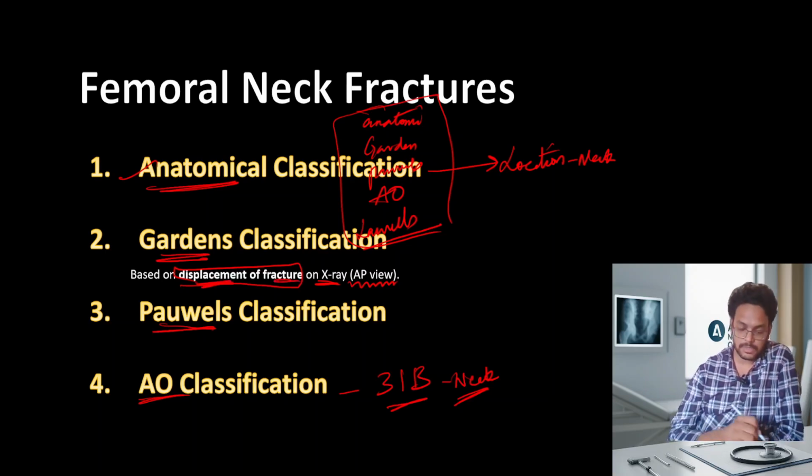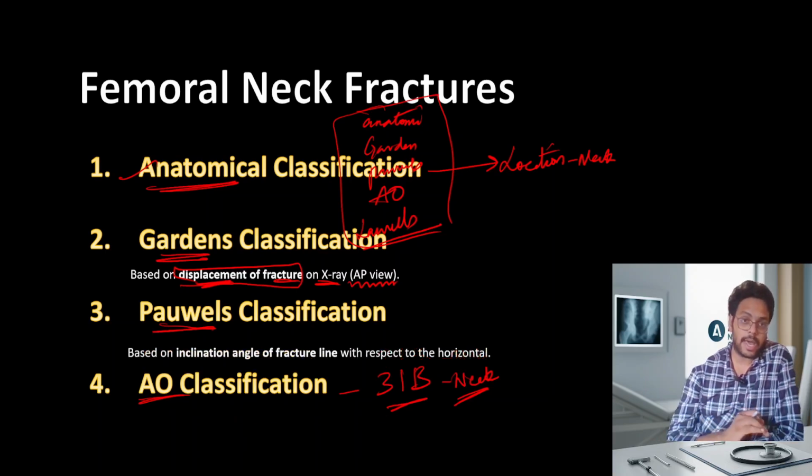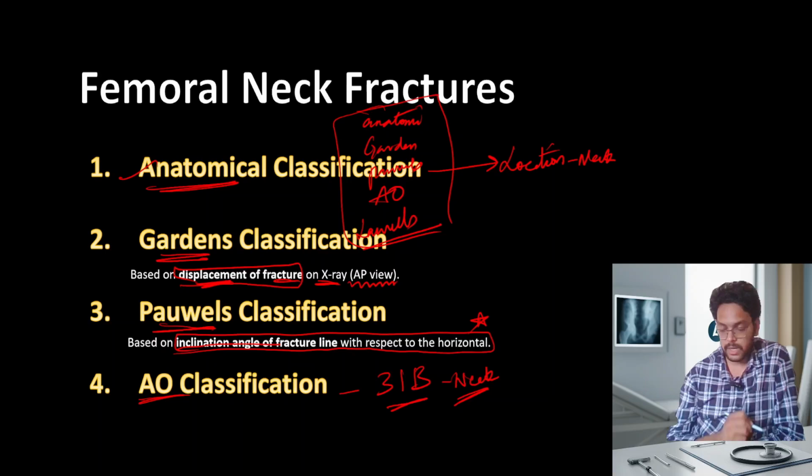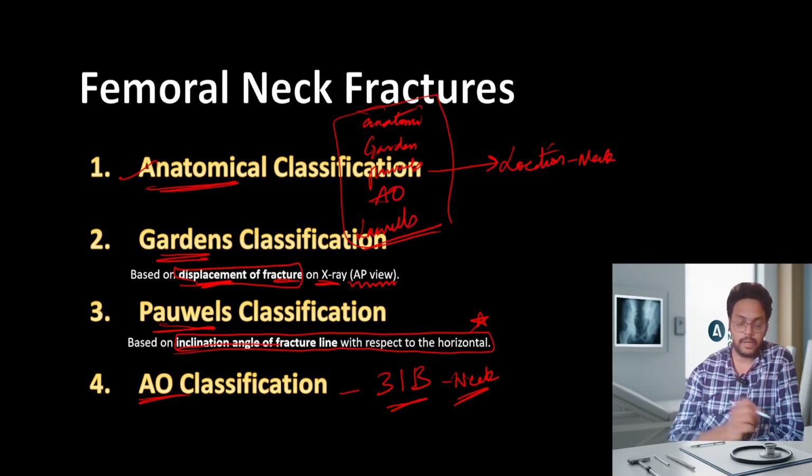It is Gordon's classification. What is Pauwels classification based on? It is based on the inclination angle of the fracture line with respect to the horizontal. That's a very important line. This you have to remember. We will be discussing and seeing it in the X-rays.